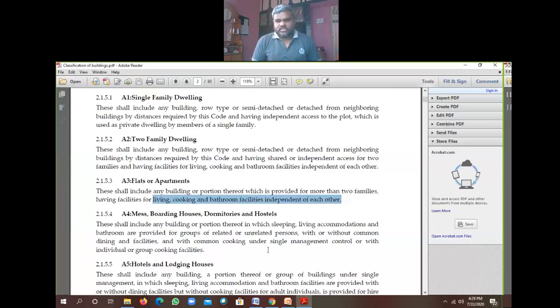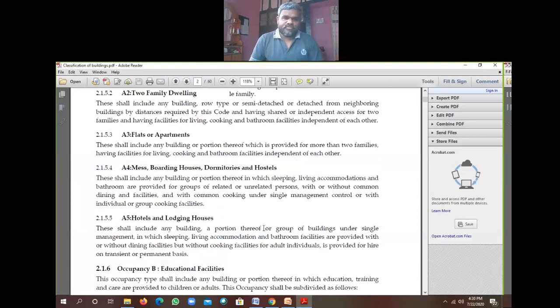So hotels, boardings, like, even if you take a hotel, there is a cafeteria at one place. That cafeteria will provide food for all occupants who are living in that hotel, right? There is a common cooking facility. So the common cooking facility is group A4.